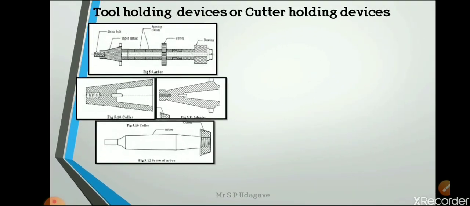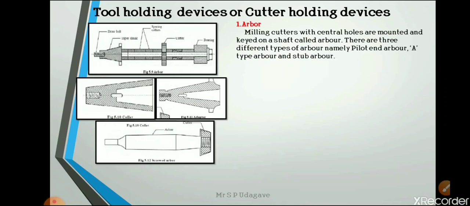The first one is the arbor. Milling cutters with central holes are mounted and keyed on the shaft that is called an arbor. There are three types of arbor, namely pilot end arbor, A-type arbor and the stub arbor.